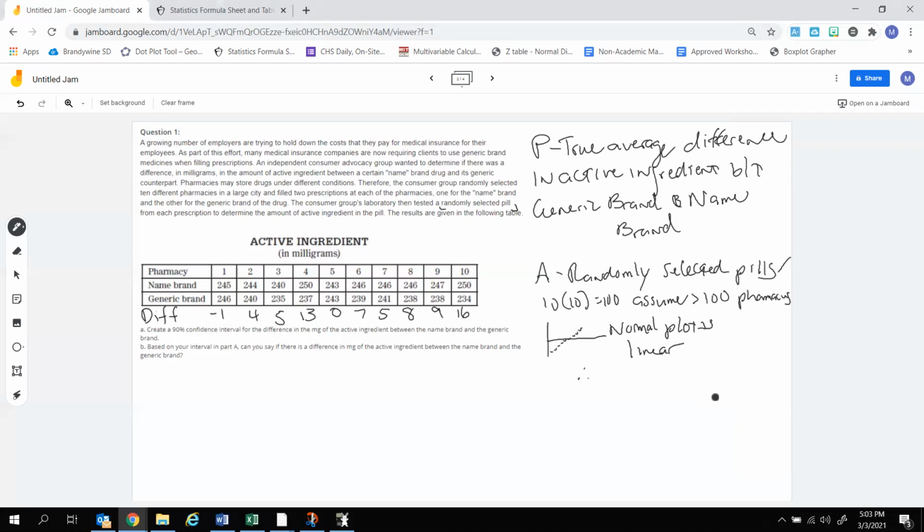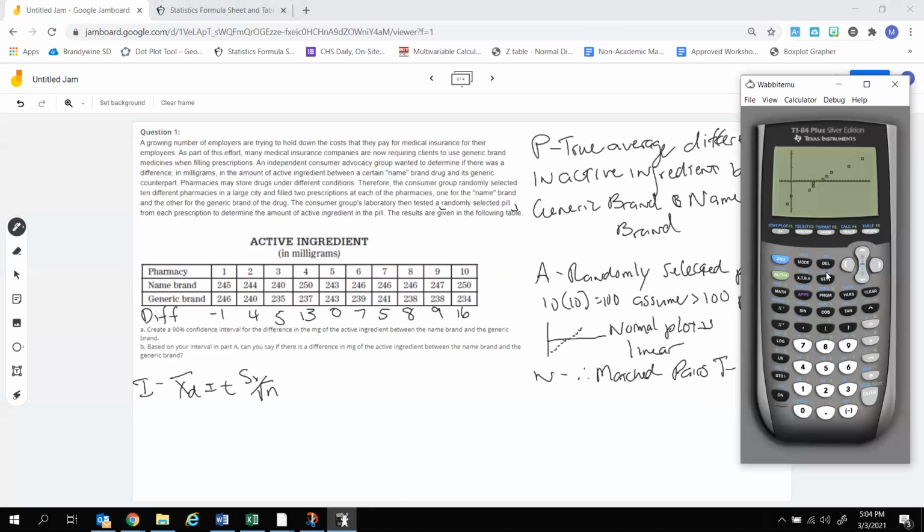So this is going to be a matched pairs t interval. This is the name of the test. Let's compute the interval. The interval is the mean of the differences plus or minus the t-score times standard deviation over square root of n. So let's go ahead and crunch this really quickly.